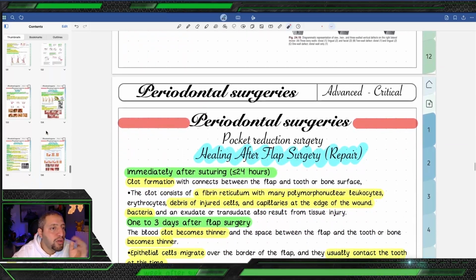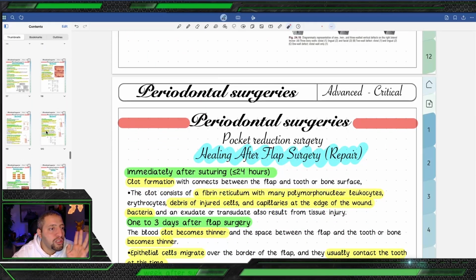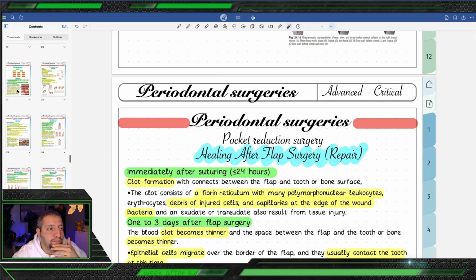Okay, so let's quickly recap about the surgeries because I know it's too much, just to make sure you are following the rhythm.